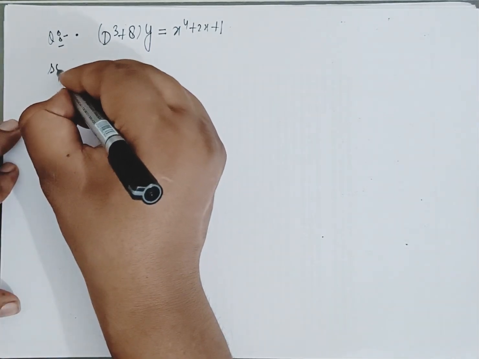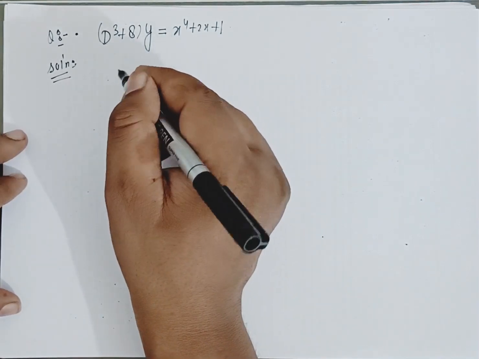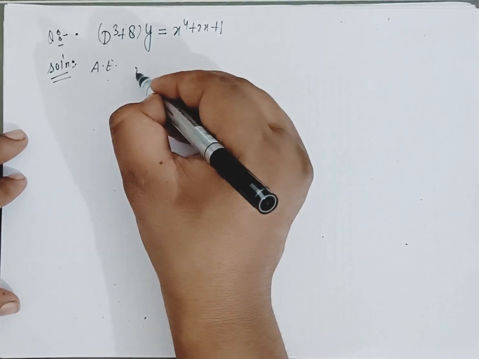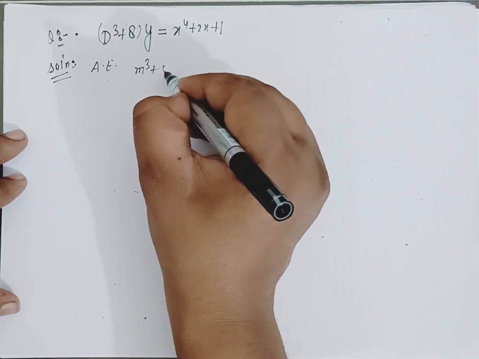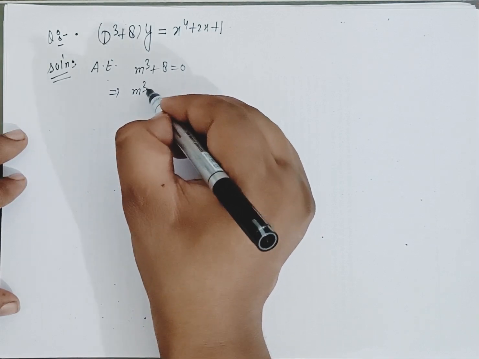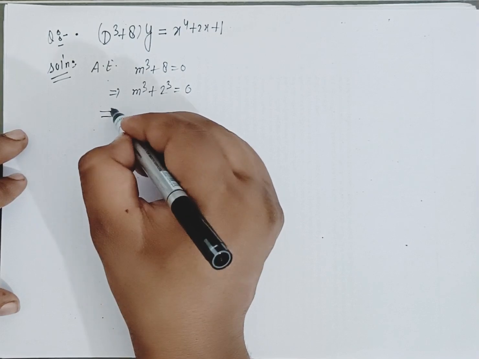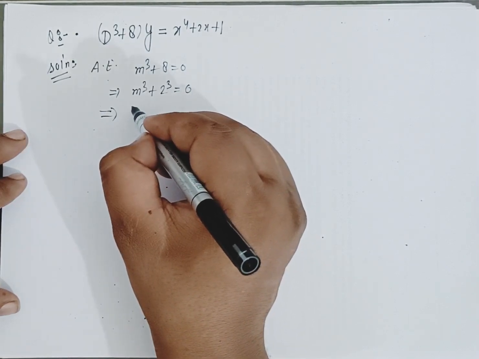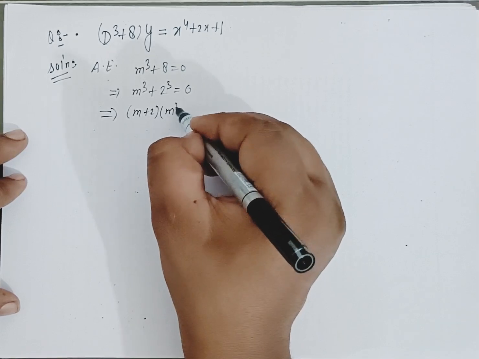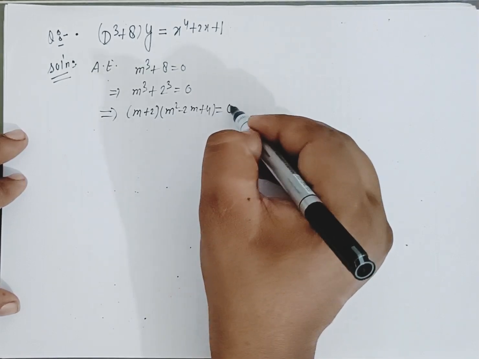To find the complementary function, first I would love to find the solution. For the auxiliary equation we have m to the power 3 plus 8 equals 0, or you can write it as m to the power 3 plus 2 to the power 3 equals 0, and you can expand this formula as m plus 2 and m square minus 2m plus 4 equals 0, right?